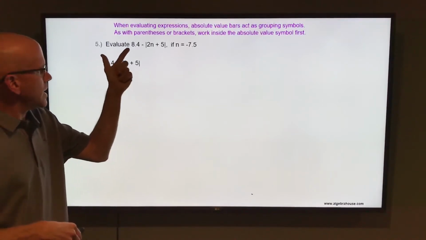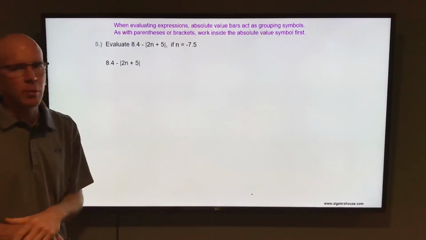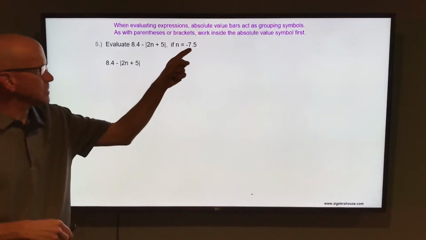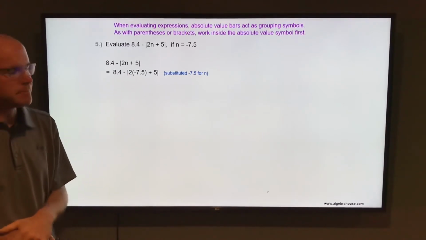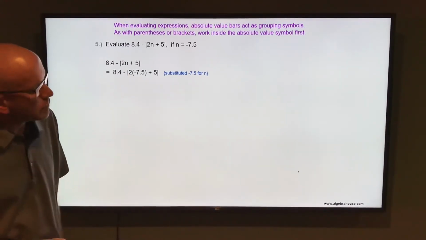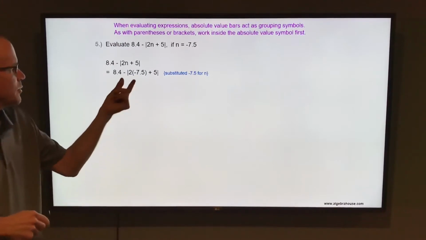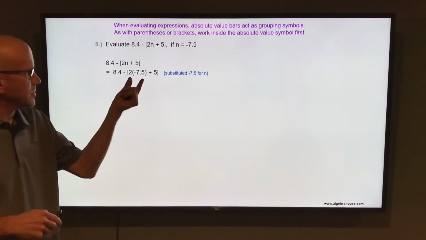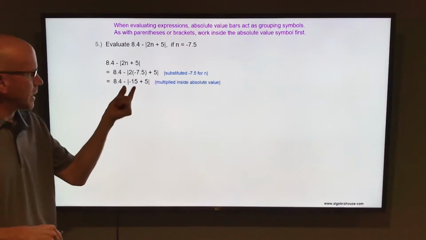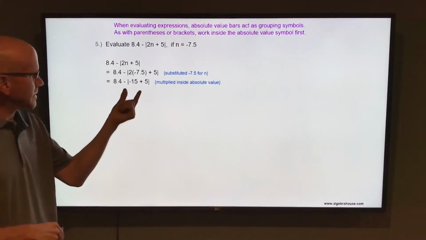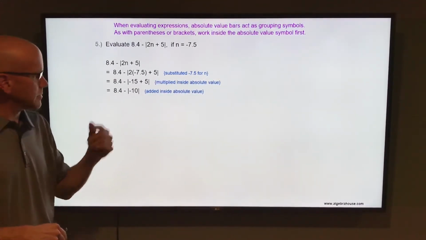So for this one, it says evaluate 8.4 minus the absolute value of 2n plus 5 if the value of n is negative 7.5. So first thing we're going to do to evaluate this is substitute negative 7.5 in for n. So we're replacing the n with negative 7.5. Now again, we want to evaluate or work inside the absolute value sign before we continue to follow the order of operations. So 2 times negative 7.5, that would be negative 15. And then take negative 15 plus 5, that is negative 10. So it'd be 8.4 minus the absolute value of negative 10.